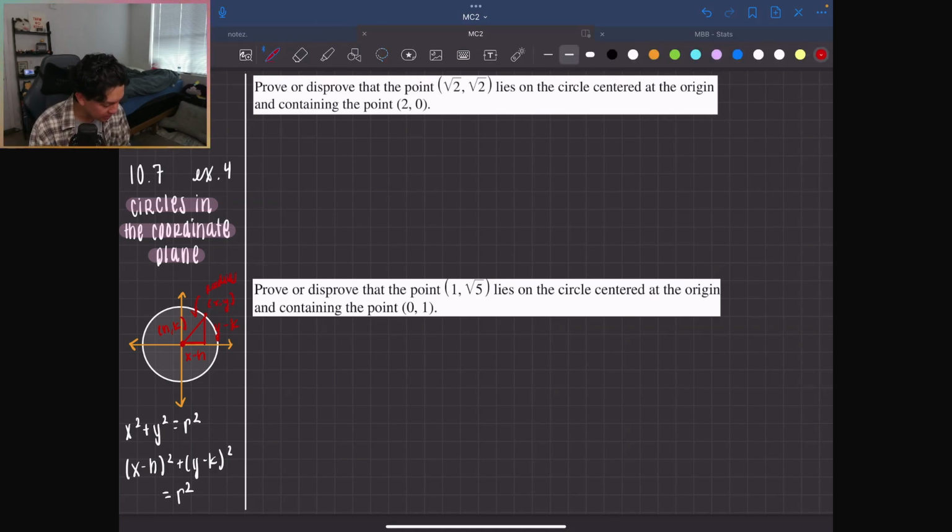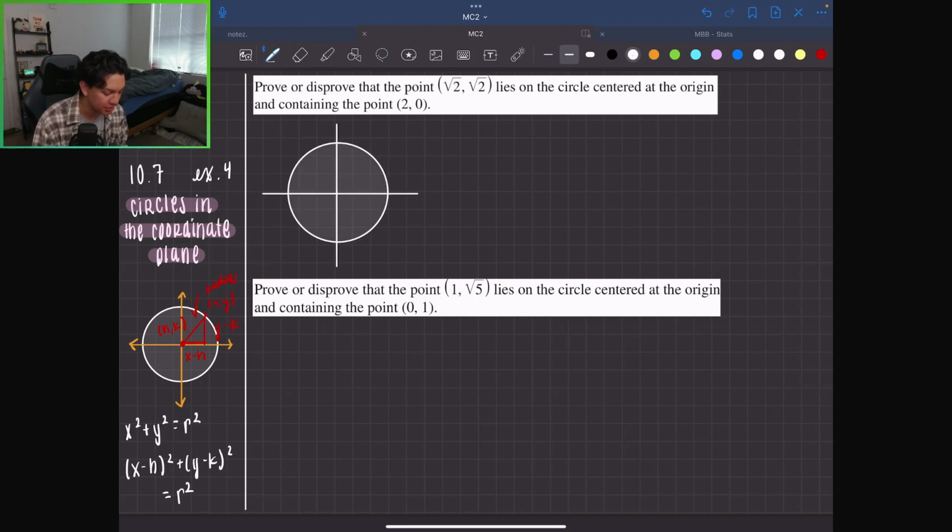Let's say, for example, we have a circle. And in this circle, we're going to create our Cartesian plane. And let's go ahead and identify the things that we know about this circle. In this circle, it is centered at the origin. Okay, cool. So if it's centered at the origin, this means that this center is located at 0, 0. And it contains the point 2, comma 0.